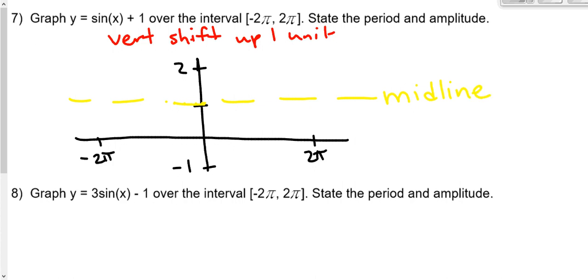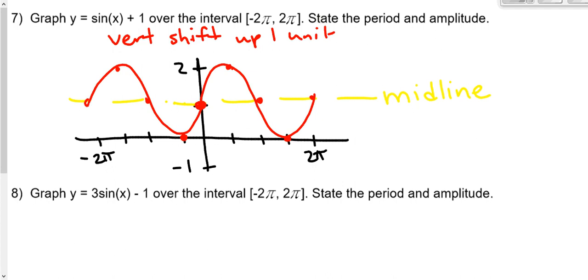So remember that normally sine starts at the middle. I'm going to break my intervals into 4 equal chunks. Start at the middle, but now the middle is not at 0. Now the middle is at 1. Middle, top, middle, bottom, middle. There's your sine graph shifted up 1. You can do that on the other side as well. Okay?